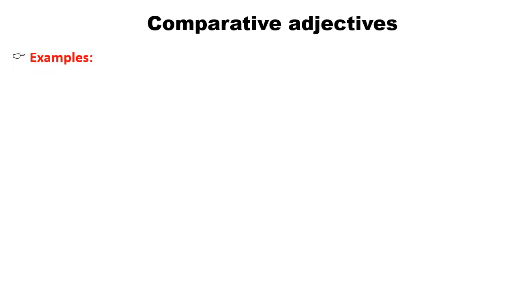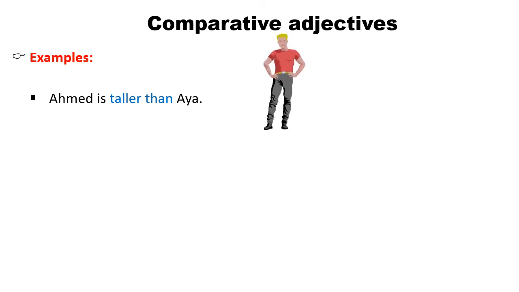So here we are going to see some examples, and let's start with the first one. Ahmed is taller than Aya. So here I'm comparing between Aya and Ahmed. So Ahmed is taller than Aya. As you see the picture, you can compare them, and of course this is the best way to compare them. Ahmed is taller than Aya, or if you start with Aya, you should say Aya is shorter than Ahmed.